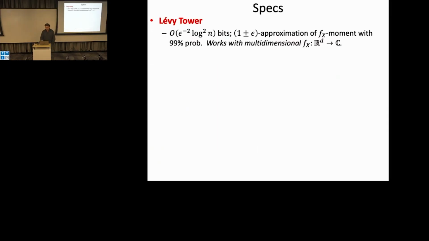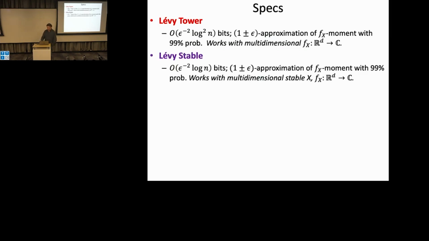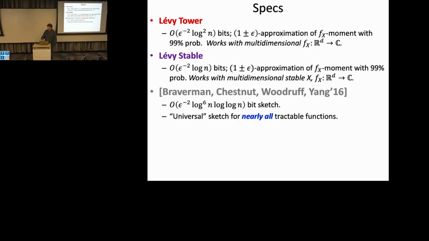Yeah, okay, so the Levy tower uses a certain number of bits. It can handle one-dimensional moments. It can handle these moments for f where it's d-dimensional. The stable is a log factor cheaper, so it's nice, and it compares favorably with the previous approach.